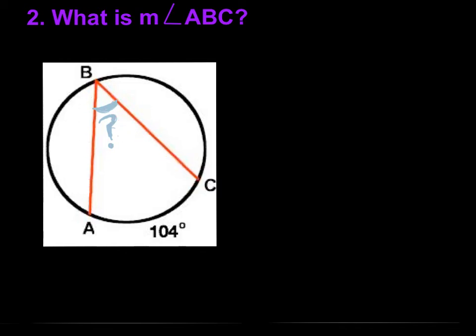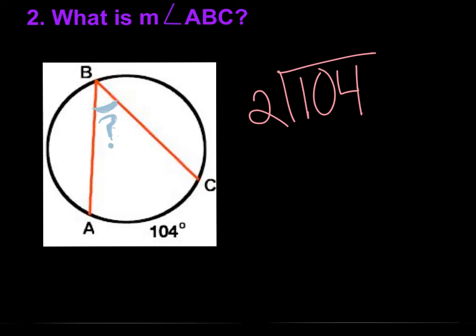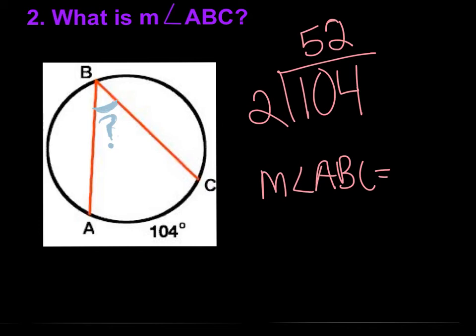And remember that the relationship between an inscribed angle and its intercepted arc is that the inscribed angle is half of the intercepted arc. So we are going to take half of 104. Okay, and if we divide 104 by 2, we get 52. So the measurement of angle ABC is equal to 52 degrees.